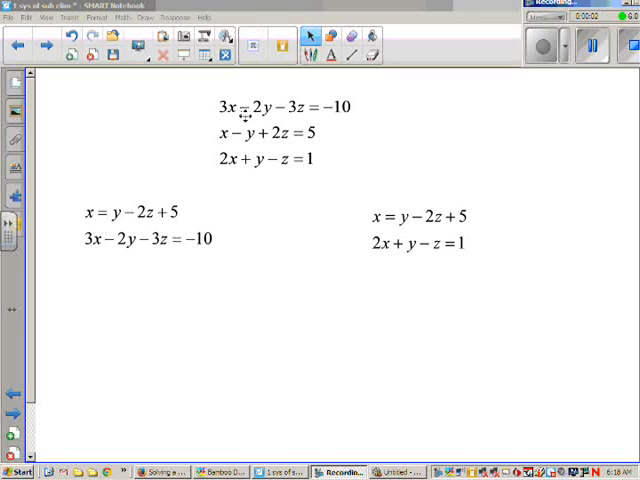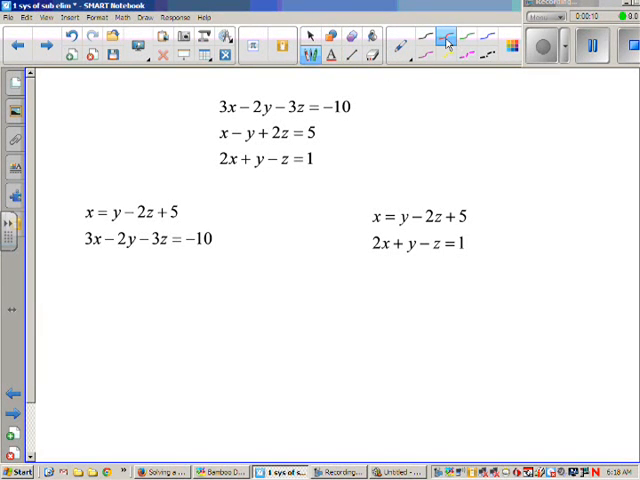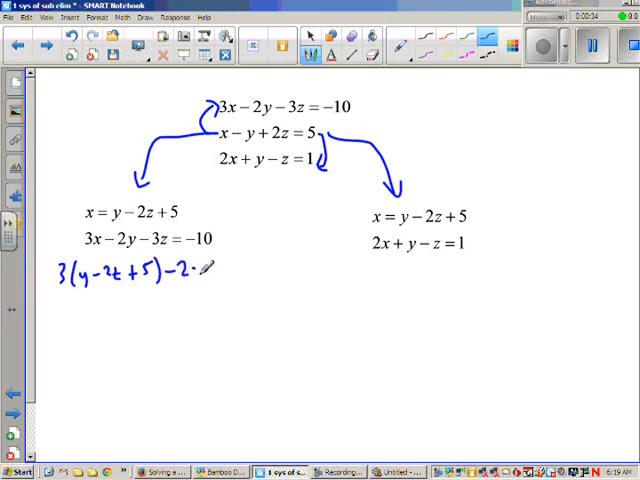Alright, we're going to try to solve this system of equations here by substitution, and the method we'll use is to find an equation to rewrite in terms of a single variable. In this case, I choose the middle one. And then we're going to substitute that value of x into the top and the bottom, and then from there we're going to continue to do some substitution. So in this case, we get 3y minus 2z plus 5 minus 2y minus 3z equals negative 10.